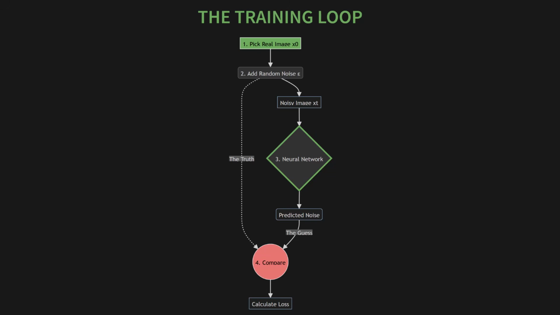Let's walk through this diagram step by step. 1. We pick a real, clean image, x sub 0, from our dataset. 2. We pick a random time step and add a random amount of noise, epsilon, to get our corrupted image, x sub t. This epsilon that we just added, that's the truth. We save that. 3. We take our noisy image and the time step and feed them into our neural network. The network looks at it and makes a guess. It predicts some noise. And finally, step 4, we compare. We take the network's guess and compare it to the truth, the actual noise we added back in step 2. From that comparison, we calculate our loss, which tells the model how to get better.